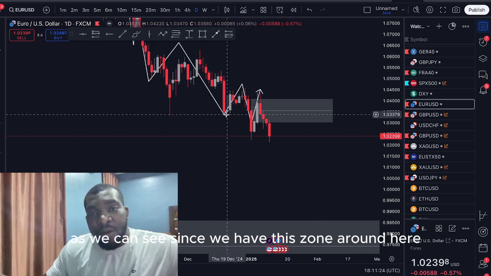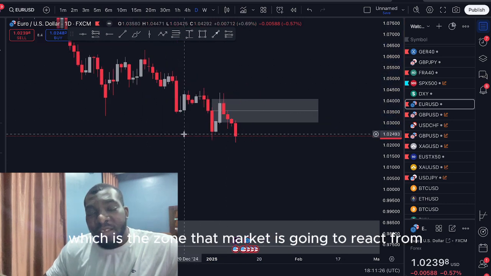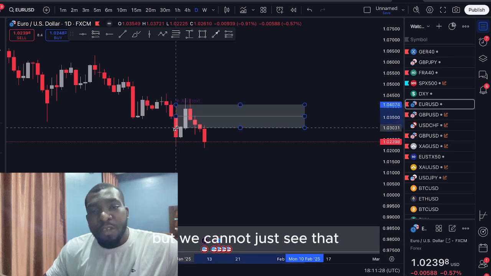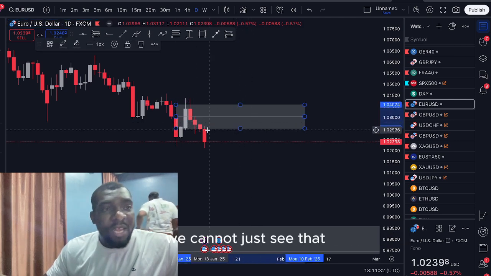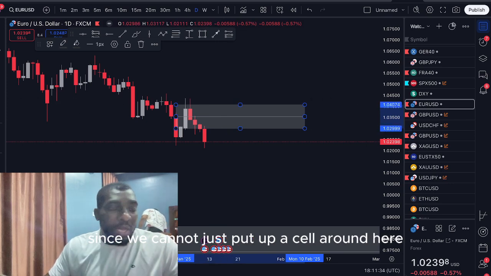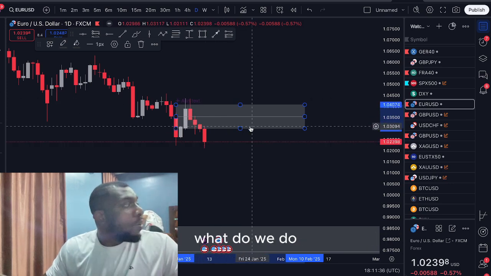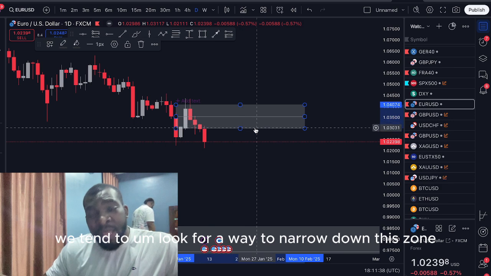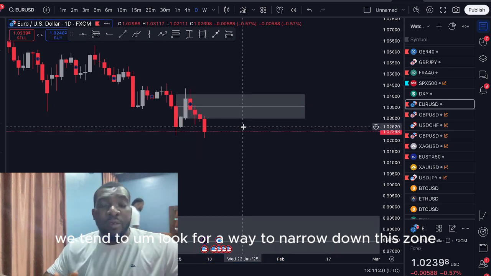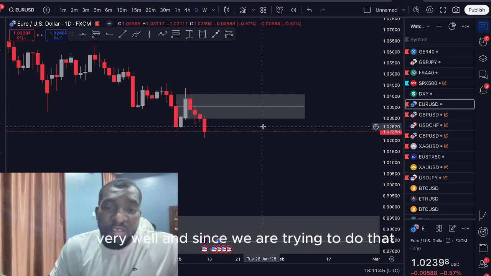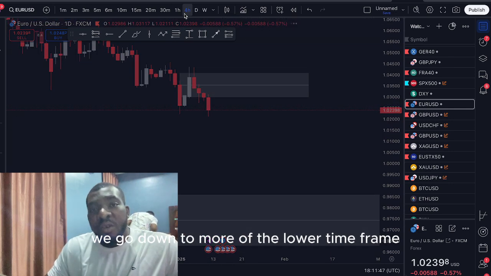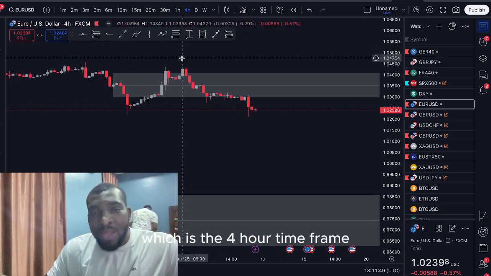Since we have this zone around here, which is the zone that market is going to react from, we cannot just say that we are going to put up a sell around here. Since we cannot just put up a sell around here, we tend to look for a way to narrow down this zone very, very well. And since we are trying to do that, we go down to the lower time frame, which is the 4-hour time frame.